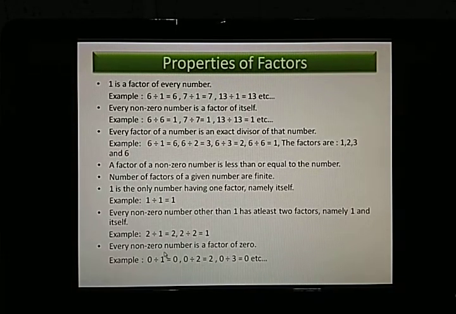Now this is a bit confusing, which is why this property is mostly not given in many textbooks, because it creates confusion with the previous point. So, clear?